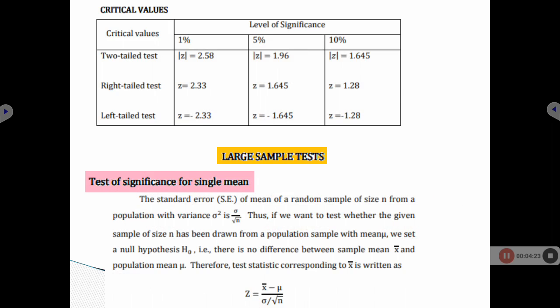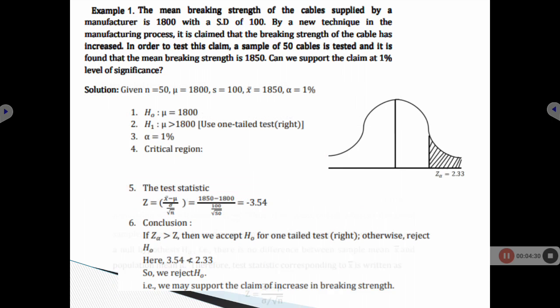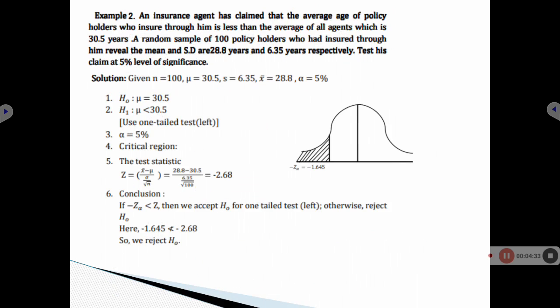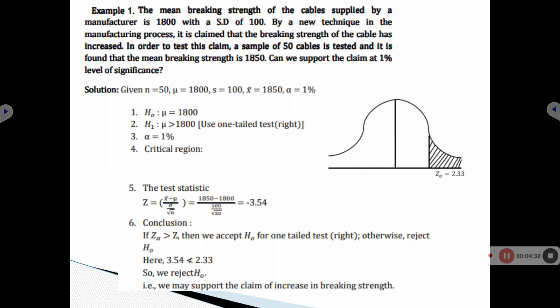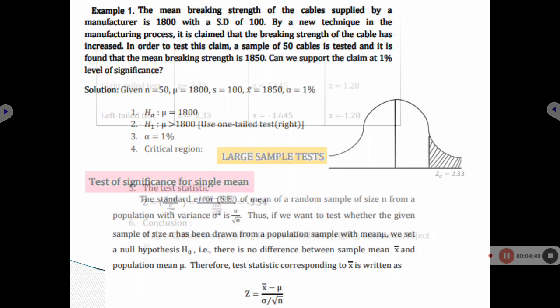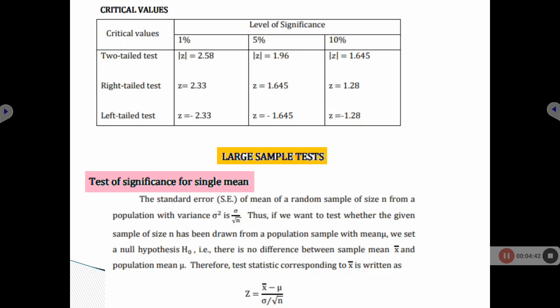These are the standard critical values for the levels of significance. For a two-tailed test, for 1% level of significance, the standard value is 2.58, for 5% level of significance the standard value is 1.96, and for 10% level of significance the standard value is 1.645.